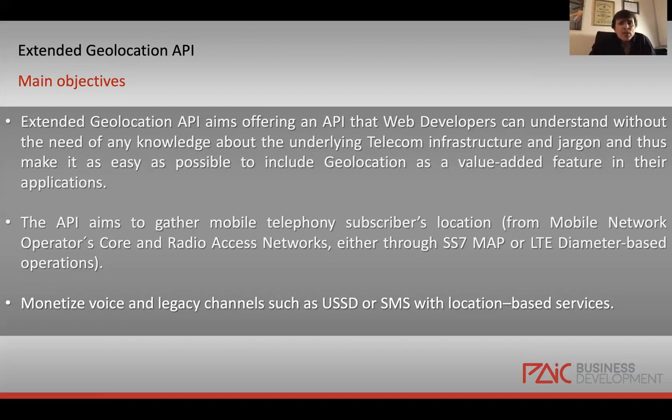The API aims to gather mobile telephony subscribers' location from the mobile network operators' core and radio access network, either through SS7 MAP or LTE Diameter-based operations, which are very complex and difficult, and very much subjects for very experienced telecommunication and software engineers. So through the Geolocation API, we make web developers' life easier with telecom. And also it lets MNOs monetize voice and legacy channels such as USSD or SMS with location-based services.